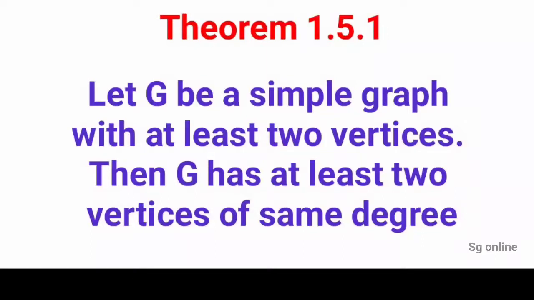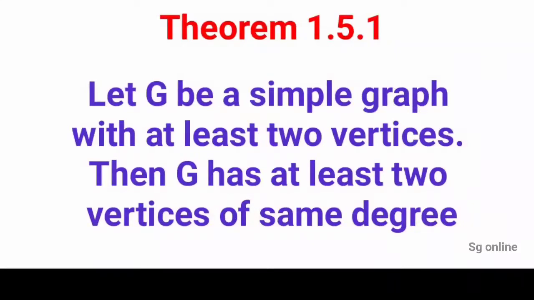So in the same way we can say that for a simple graph, the minimum degree can be 0 and the maximum degree can be n minus 1. If there are n vertices, since it is a simple graph, one vertex can be adjacent to only the other n minus 1 vertices, no loops are here. So degrees can be from 0 to n minus 1.